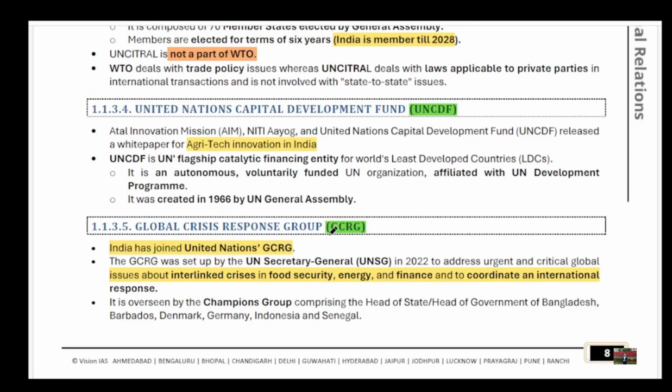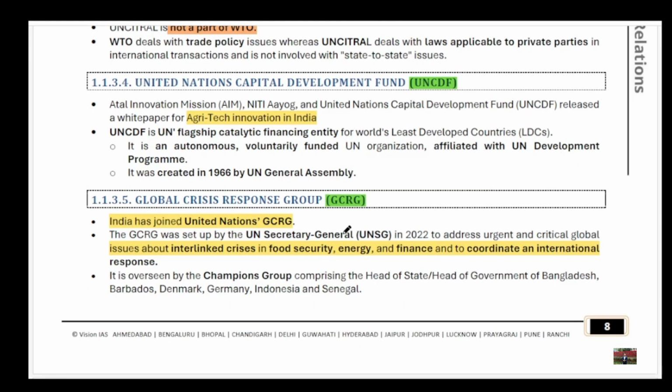The next important thing is the United Nations Capital Development Fund, right? UNCDF. What is UNCDF and what is its importance? Recently the arm under Niti Aayog known as Atal Innovation Mission, AIM, and the United Nations Capital Development Fund, that is UNCDF, have jointly released a white paper report on agri-tech innovation in India, agriculture technology innovation in India, right?